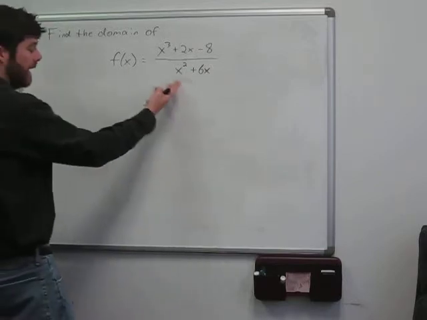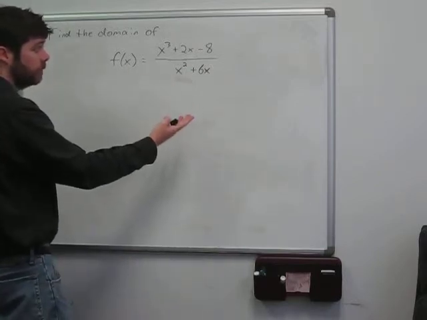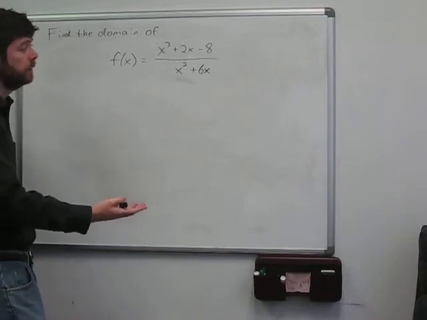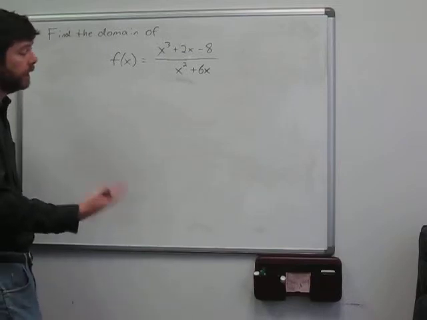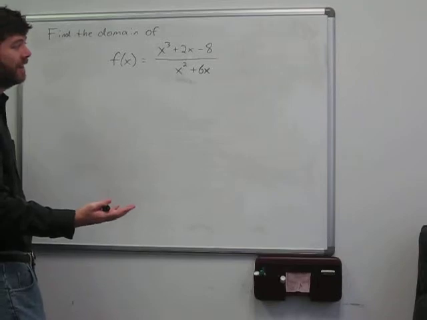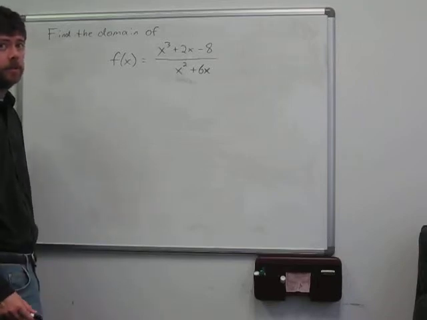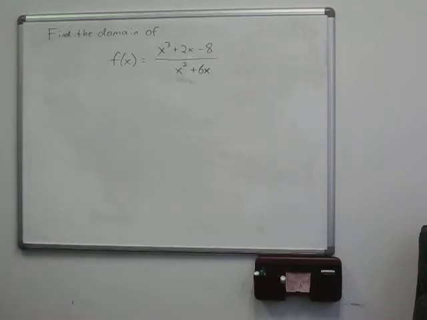So if we just put in any x, we are getting a single real number over a single real number, which is just going to be a real number unless that denominator is equal to 0. So when we talk about the domains of rational functions, we are going to use any x except those that make the bottom equal to 0.